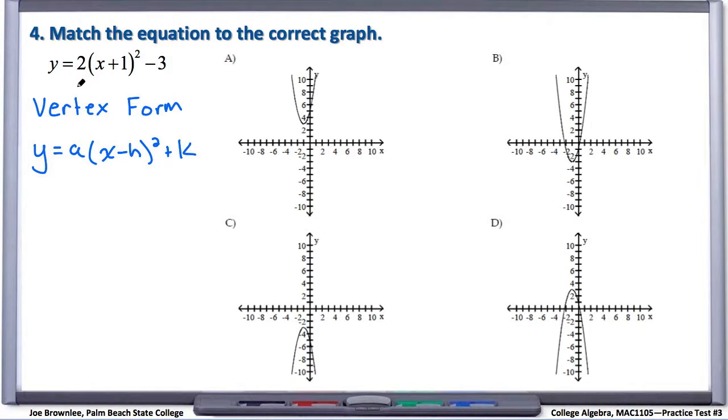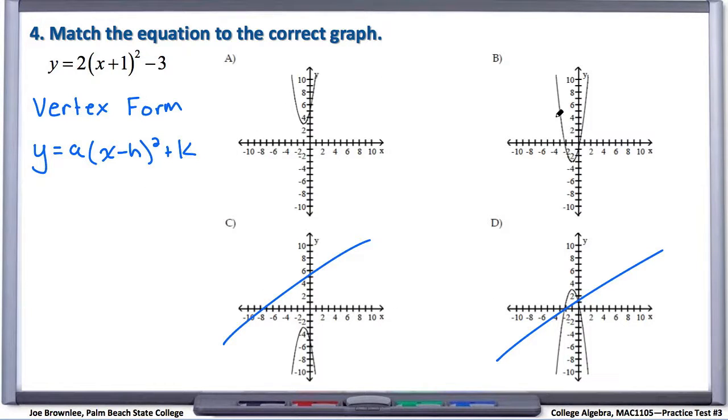positive, so we know that our parabola is going to be opening up. If this was a negative 2, then our parabola would be opening down. But because this is a positive 2, our parabola will be opening up, which means right away we can eliminate graphs C and D, right? Both graphs C and D open down. But based on the equation we were given, that's not what's going to be happening with our graph. So we can go ahead and eliminate C and D right off the bat.